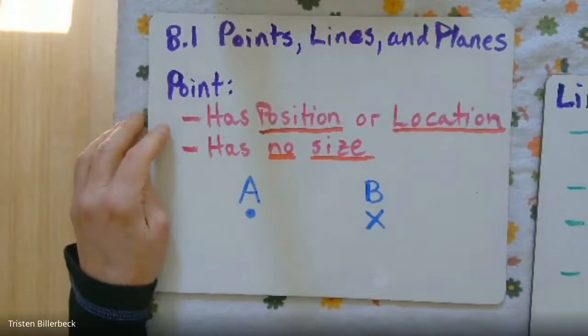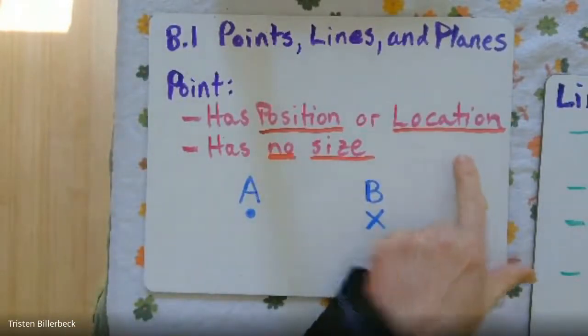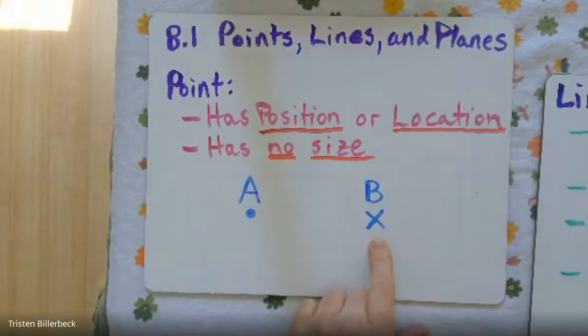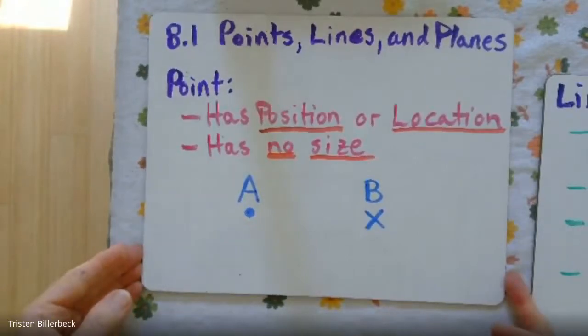We're going to do 8.1, points, lines, and planes. So a point has position or location and it has no size. Normally we would make a point as a closed circle, but sometimes people make points as X's, very rarely in the US, but we usually use the solid point to designate a location.